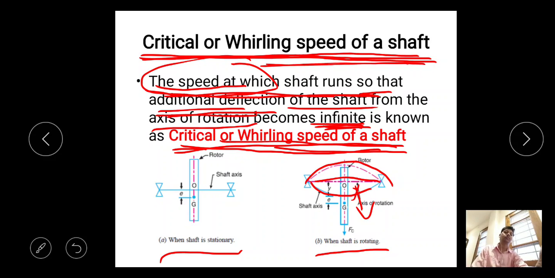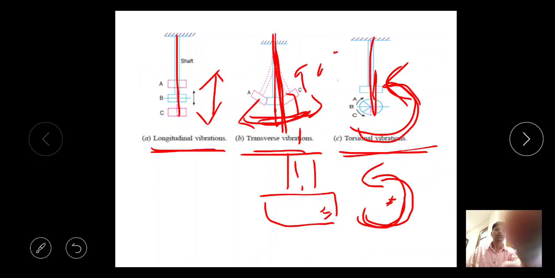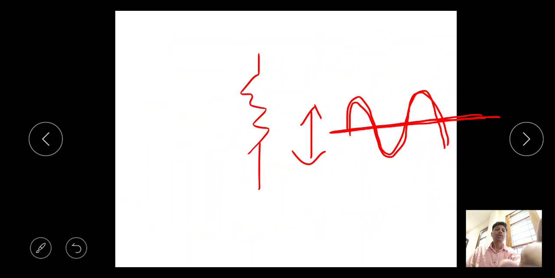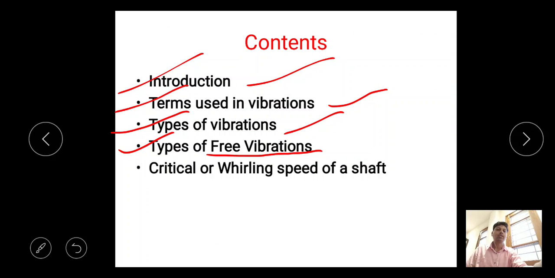So critical or whirling speed is nothing but the speed at which the deflection becomes infinite or more. This can be denoted by these two diagrams. You need to remember the definition and draw these two diagrams to explain critical or whirling speed. In this lecture we have just completed all these parts. I hope you have gone through all this and understood.